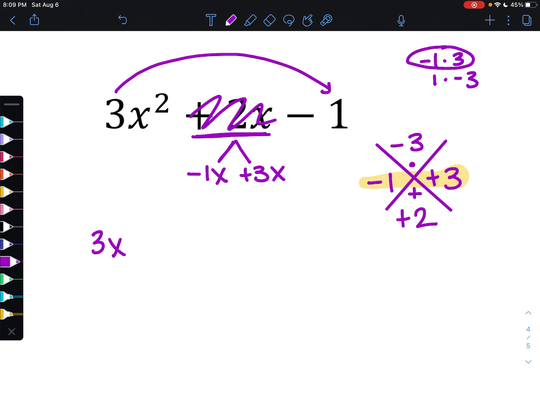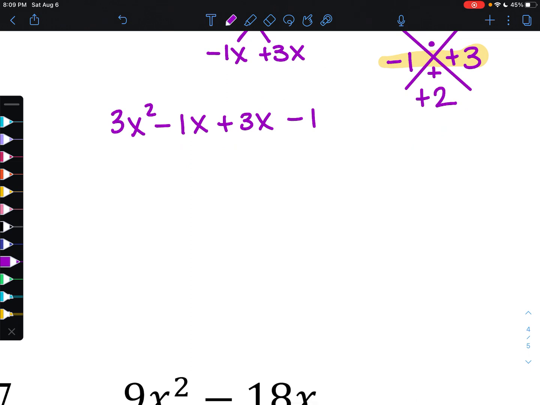So now I'm going to write down my new expression. Instead of having that +2x in the middle, I have where it is split, okay? From here, I'm going to focus on the first two numbers together and then the last two numbers together. What I'm looking for is the greatest common factor, and I'm just going to focus on those two pairs of numbers. So 3x squared minus 1x has a greatest common factor of x, and then 3x minus 1 has a greatest common factor of 1.